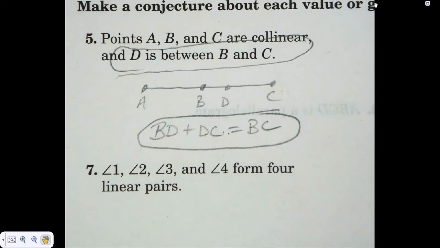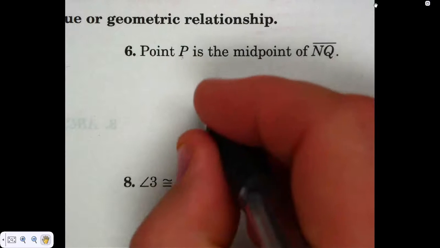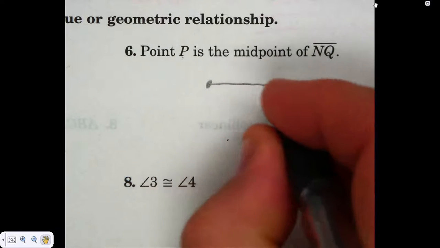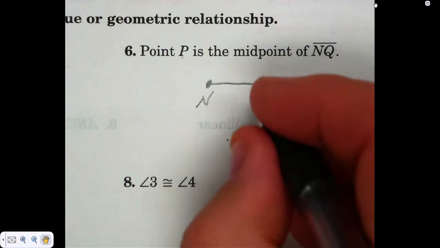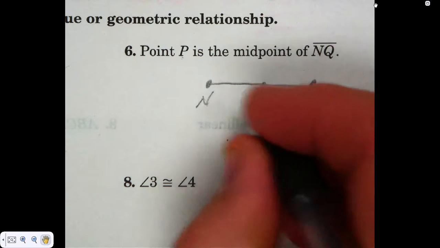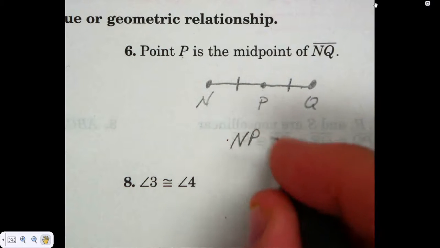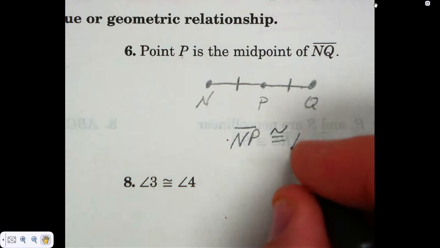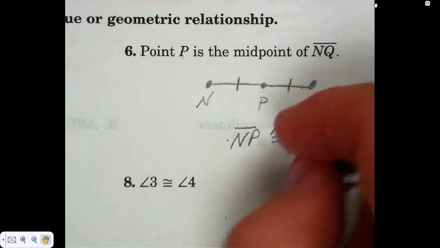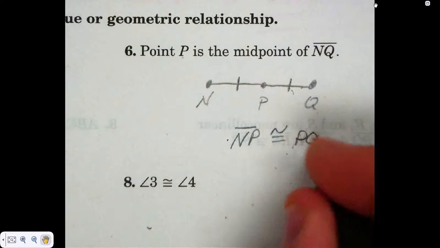Point P is the midpoint of NQ. So what does that mean? And some of you may need to see it. So the situation is you've got N and Q, right? What are they saying about P? It's exactly in the middle. So what does that mean? These are equal. So what could I say? Segment NP is congruent to segment PQ, correct. That's probably what they're wanting to lead you to.